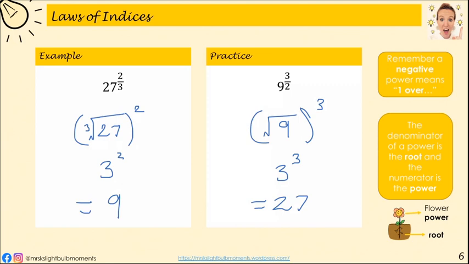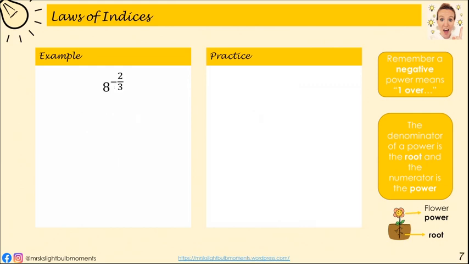Okay, let's make this slightly more challenging. What if we combine them? In this case, I've got a negative and a fractional power, possibly the trickiest and the bit that a lot of people get confused on. I would deal with the negative first. So the negative makes it 1 over, and then we've got 8 to the power of 2/3.